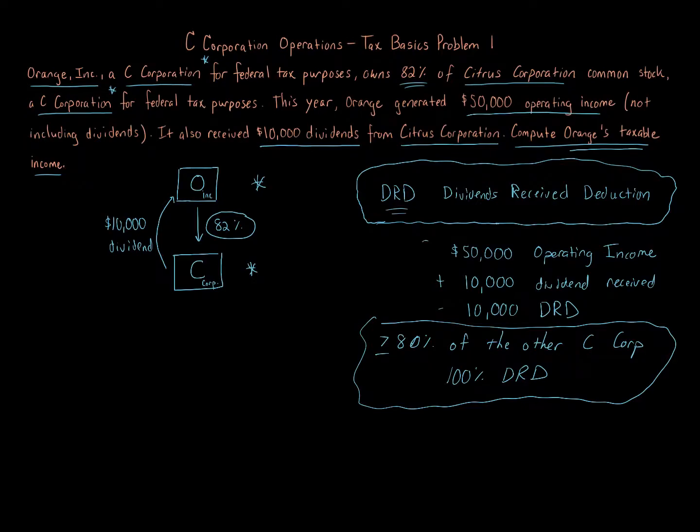So in calculating our taxable income, we're going to take the $50,000 plus the $10,000 minus the $10,000. The taxable income for Orange in this problem is going to be $50,000. The two $10,000 amounts offset.